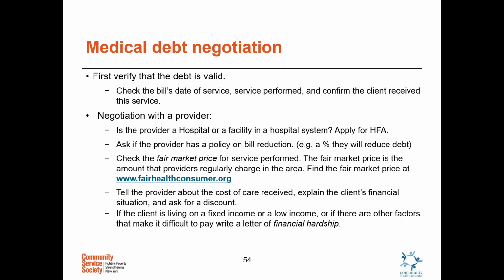So then when you're actually negotiating with the provider, tell them about the cost of care that was received, explain the client situation, and ask for a discount. If the client is living on a fixed income or a low income, or if there are other factors that make it difficult to pay, then write a letter of financial hardship. And actually in our CHA resources portal, we have an example letter, if you'd like to look there, as to sort of start out your template of how to make that letter to the provider.